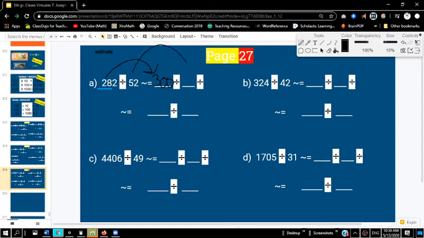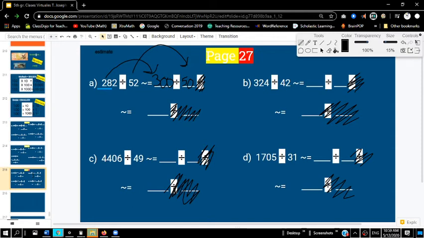And 52 estimated could be 50. If you're rounding to the nearest 100, it would be 100. We're just going to put 50 for the sake of this problem, okay? Your answers may vary. If we divide 300 by 50, we don't need this part or this part. Sorry about that. That was from the other problems.